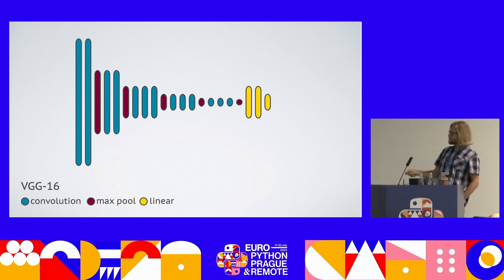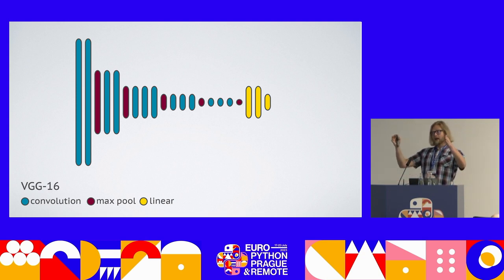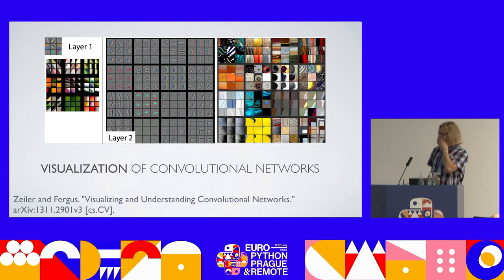But I want to talk about what this stack of convolutions represents, or rather what having a stack of something in deep learning allows these networks to do. So this is a famous classic paper from 2013, which talks about visualizing what's happening inside the convolutional neural network.